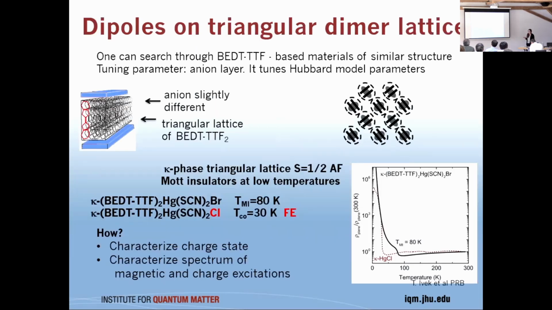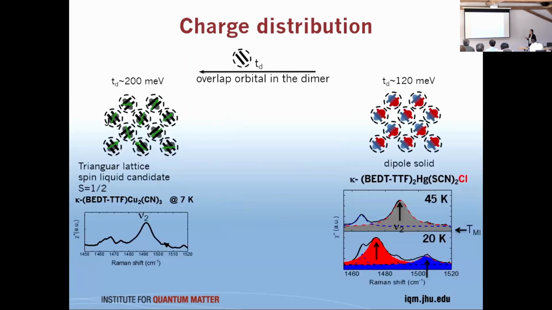So Michal was talking about these materials. We change the anion layer a little bit, right? And we also have the copper phase on a triangular lattice. So we have dimers, with a smaller overlap integral within the dimers. So dimerization is a little bit smaller, and as we saw, this dramatically influences what happens with the charge here. So these are calculations of transfer integrals within the dimers. And this was our spin liquid, this copper cyanide one.